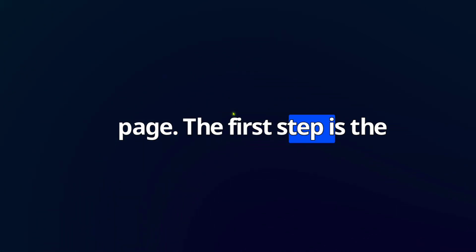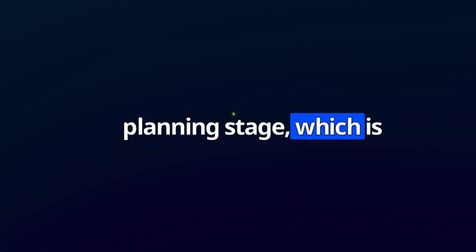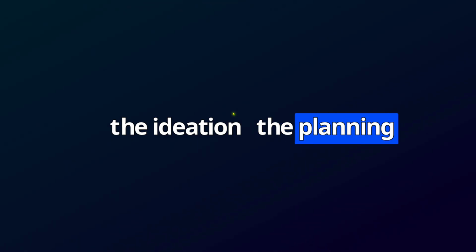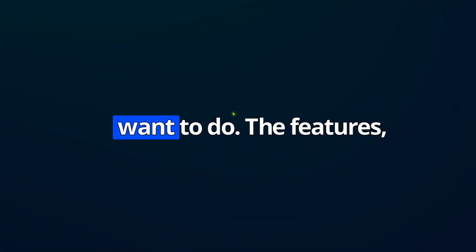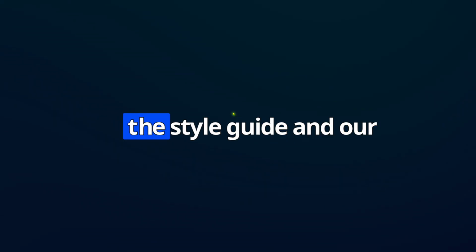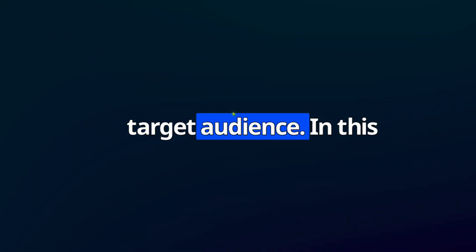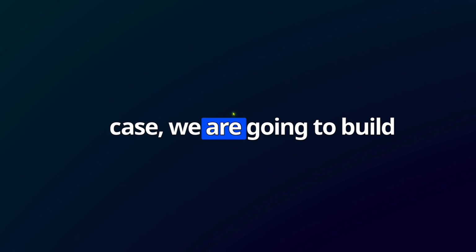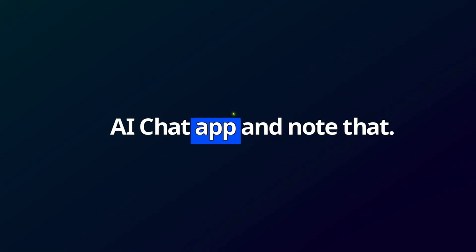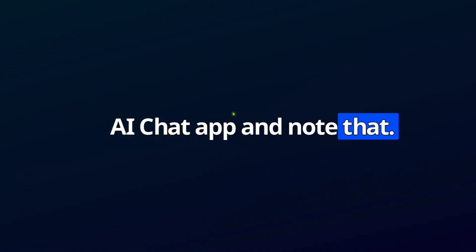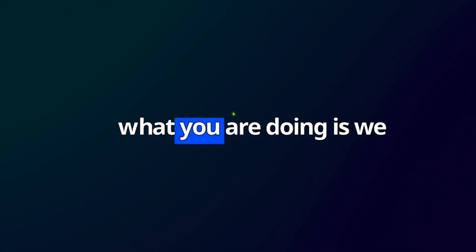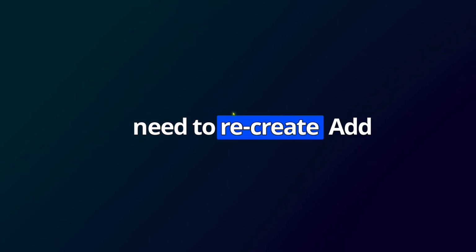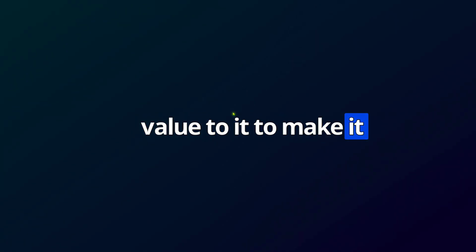The first step is the planning stage, which is the ideation. In the planning stage, we will consider which kind of app that we want to build, the features, the style guide, and our target audience. In this case, we are going to build an AI chat application. And note that there is nothing new under the planet. Everything has been made already. All we are doing is recreating it and adding value to make it different.